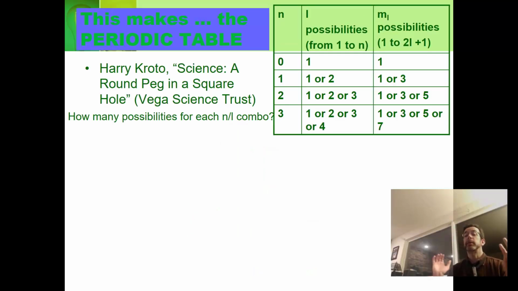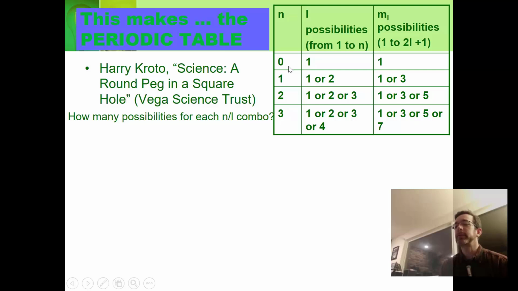But with these rules and these boundary conditions, we actually can make a periodic table. So the periodic table comes out of quantum mechanics, and that is the main point of what I want to say tonight. Remember that we have these possibilities for n equals 0, 1, 2, or 3. We have these different possibilities.